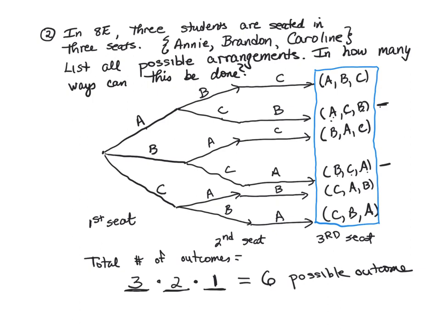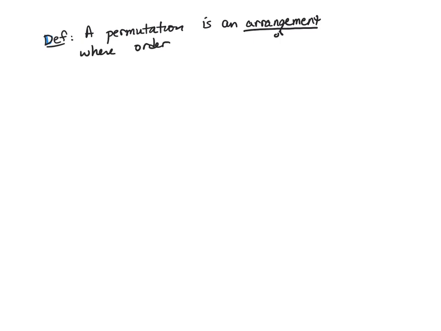All right, let's summarize this. This is an example of a permutation, so let's write the definition down. A permutation is an arrangement where order matters. The word arrangement implies that order matters, so whenever you see the word arranged, remember that order matters. And this is a special case of the counting principle.